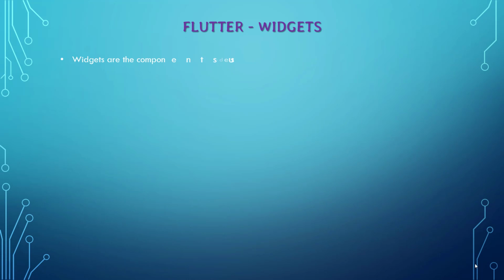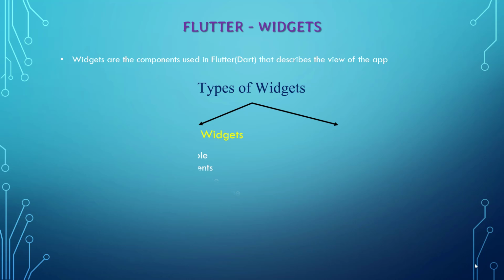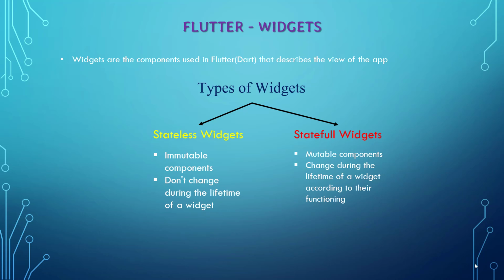Widgets are the components used in Flutter to describe the way the app should look. There are basically two types of widgets in Flutter. One is a stateless widget, which is an immutable component and doesn't change during the lifetime of a widget or a component. On the other hand, stateful widgets are the other type, which are mutable and change during the lifetime of a widget according to the functionality added by the developer.